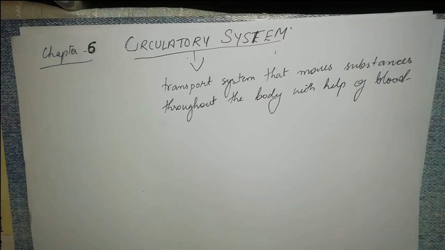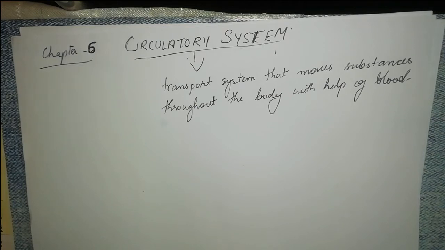The blood acts like a road. Suppose you want to travel by a bus, and the bus needs to move on the road, right? In the same way, your circulatory system, or the transport system, needs to move on a road, and that road we can indicate as your blood.